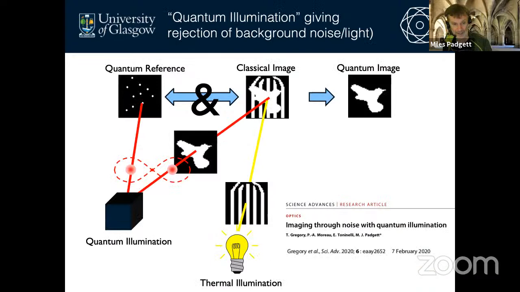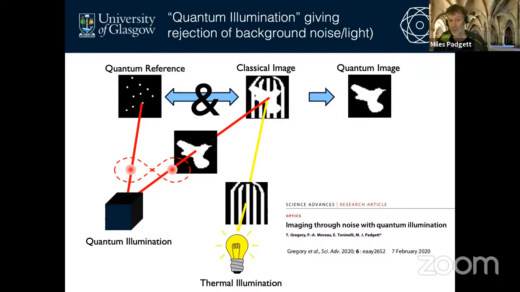And this is basically the idea of what I want to try and show you. So we've got a schematic here. This is the quantum illumination. It's the signal and idler photons that we've spoken about. The basic idea is the signal photon is going to go off and illuminate the object to produce an image over here. But we're also looking at, we'll call it the quantum reference. We're calling it the idler photons.